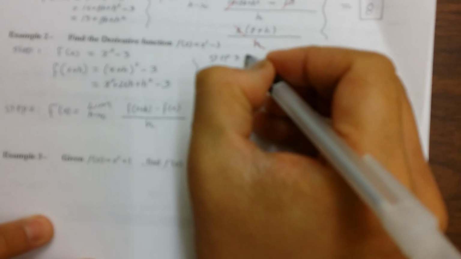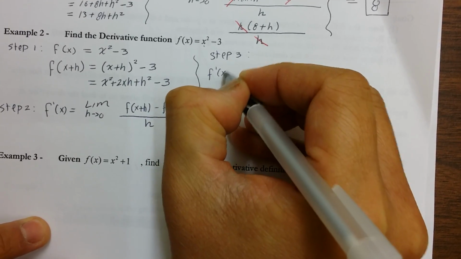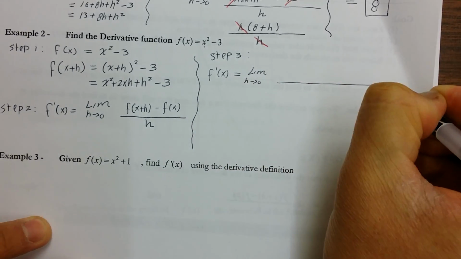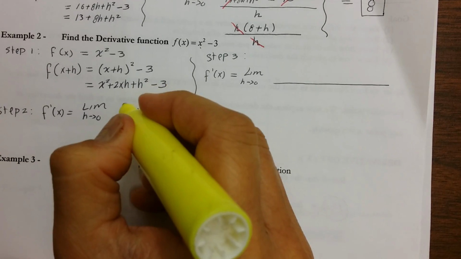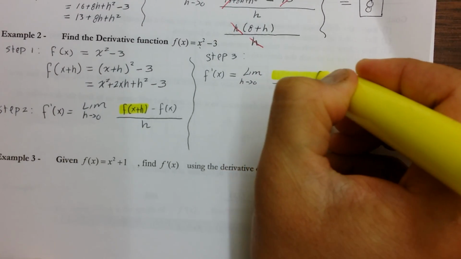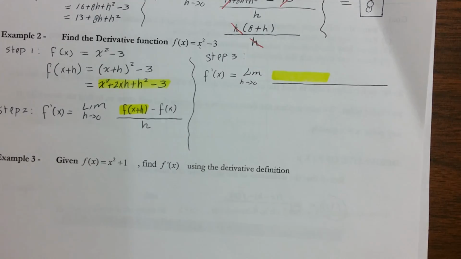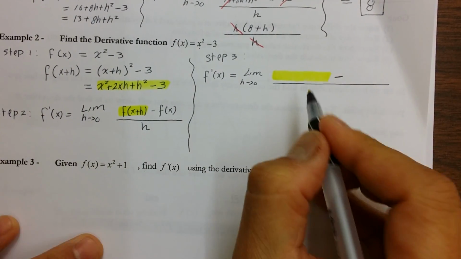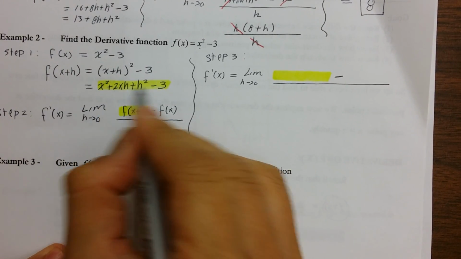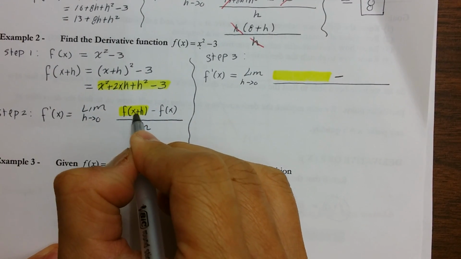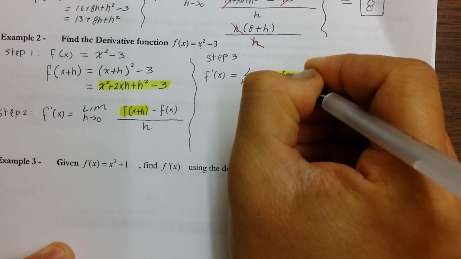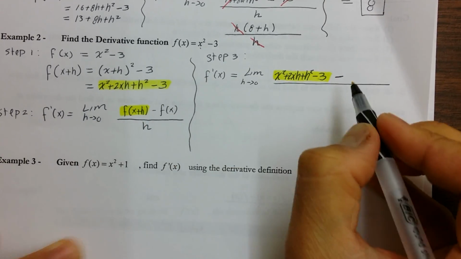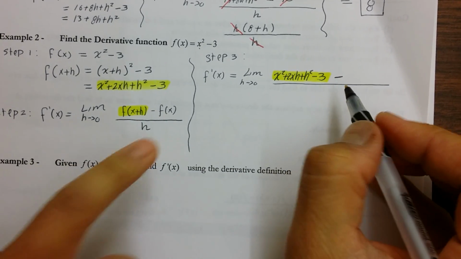Okay, so step 3, the derivative function is the limit as h runs to 0. Okay, now this will be plugged in here, which are these. Okay, and then remember that there's a minus sign right there. See how there's a minus sign right there? There's a minus sign right there. So I take that expression and I replace it for f of x plus h. So that's x squared plus 2xh plus h squared minus 3. Don't forget that. Okay, and then minus, and then f of x.